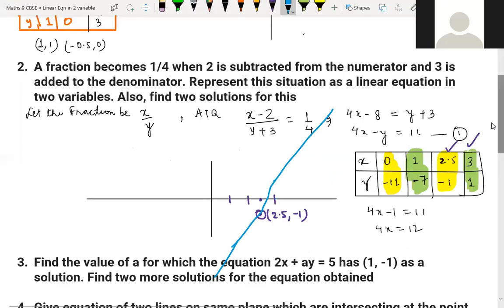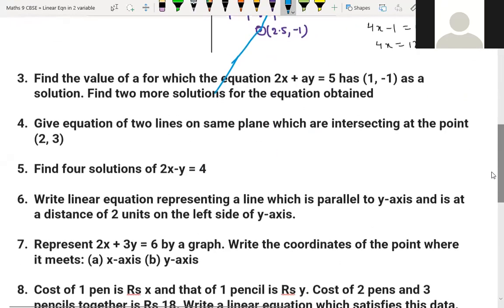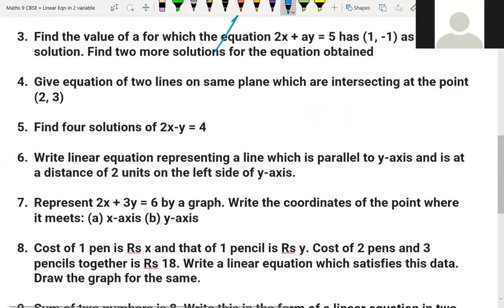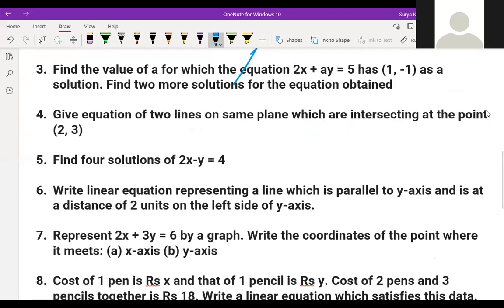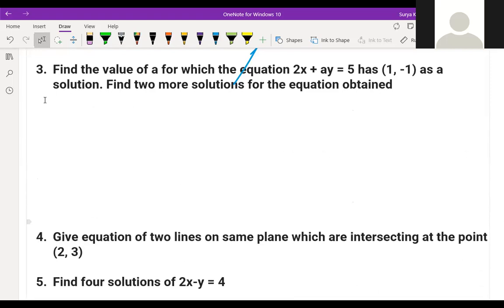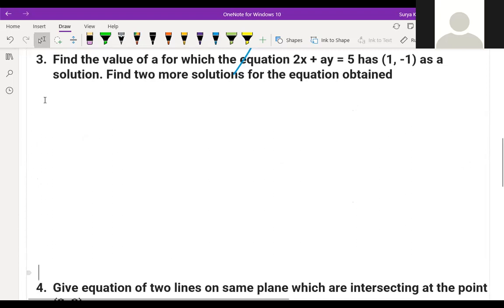So question number 3 is: find the value of a for which the equation 2x plus ay is equal to 5 has 1 comma minus 1 as a solution. Find 2 more solutions for the equation obtained. Find the value of a for which the equation 2x plus ay is equal to 5 has 1 comma minus 1 as a solution.